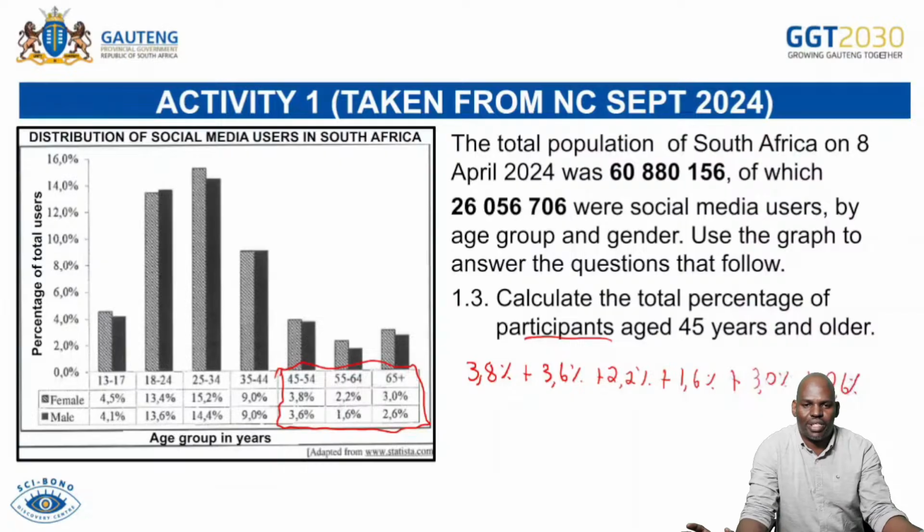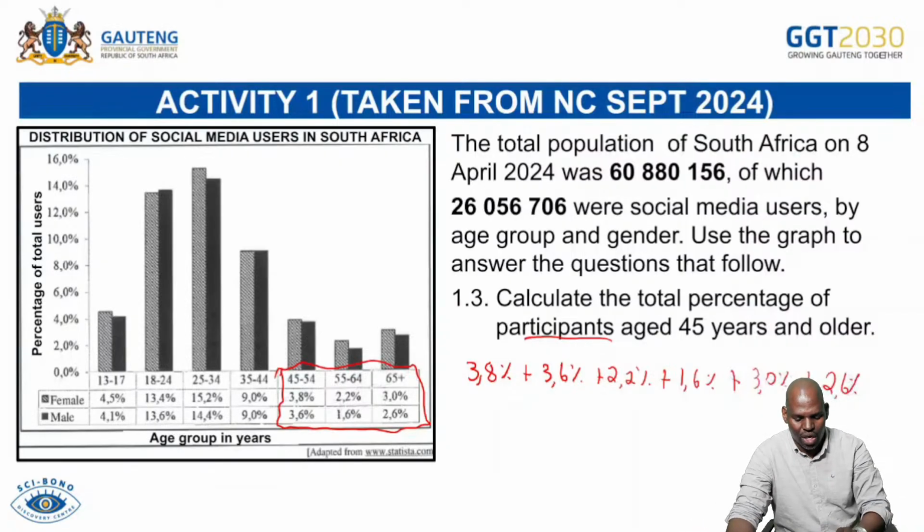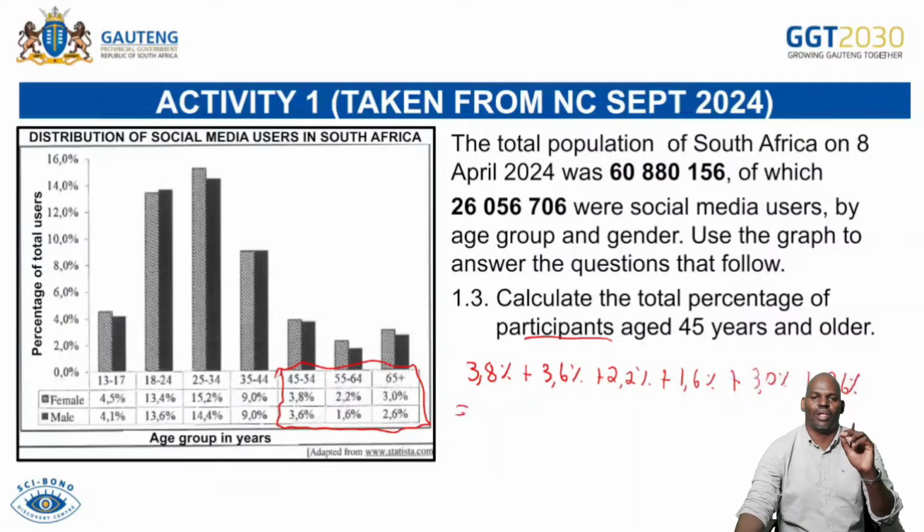The order does not matter there. It doesn't matter how you add those percentages. You can say 3.8 plus 2.2 plus 3, and then after that 3.6 plus 1.6 plus 2.6, then you get the answer. But what is important here is you must show your addition. Very important that you show your addition, boys and girls.